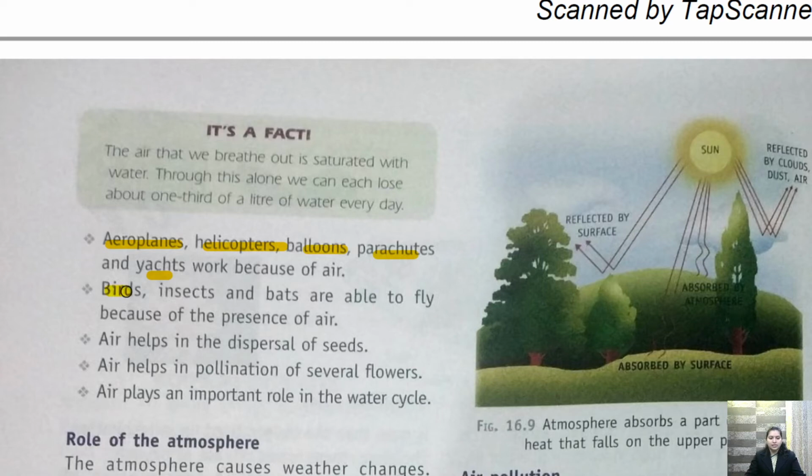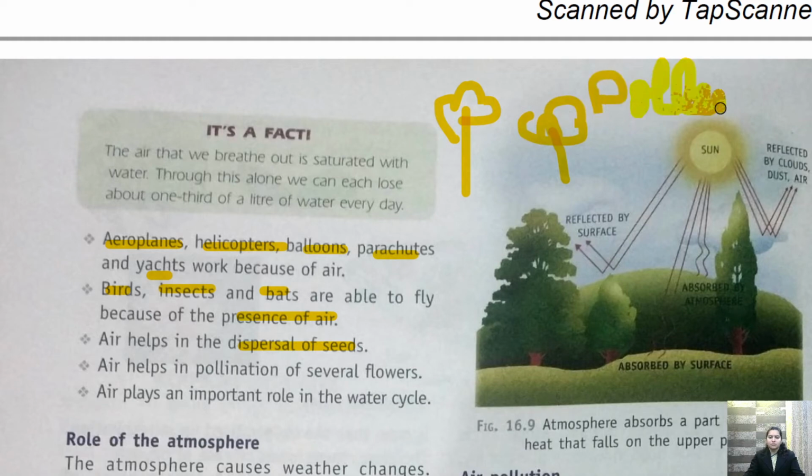Similarly, animals like birds, insects, bats, they fly in the presence of air. Air helps in dispersal of seed. Dispersal of seed का मतलब क्या होता है कि अगर ये एक फ्लावर है और ये दूसरा फ्लावर है, so we have studied in bio that for reproduction pollen grain needs to be transferred.